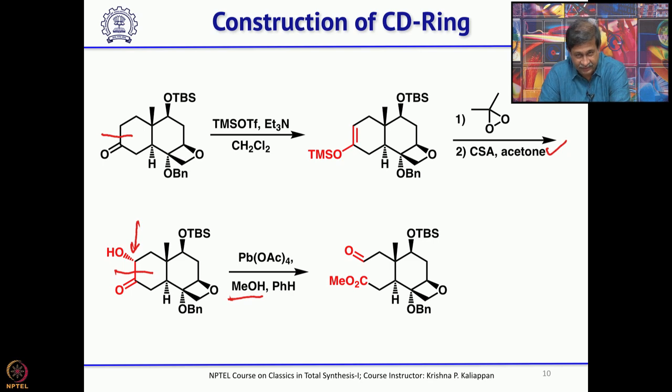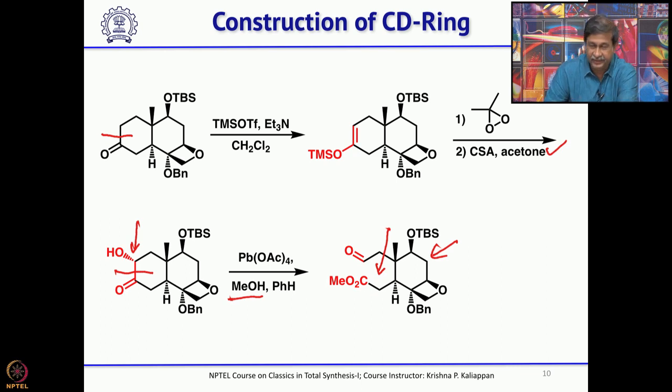So now you can see clearly here. You have the CD ring in place, and the B ring, earlier a 6-membered ring, has now been opened. So it has to be converted into an 8-membered ring. At the same time, you also have to attach the A ring. The A ring and B ring together should be attached.